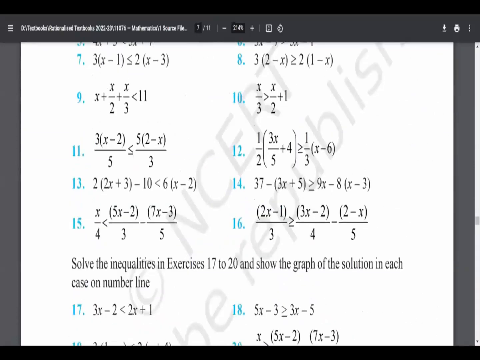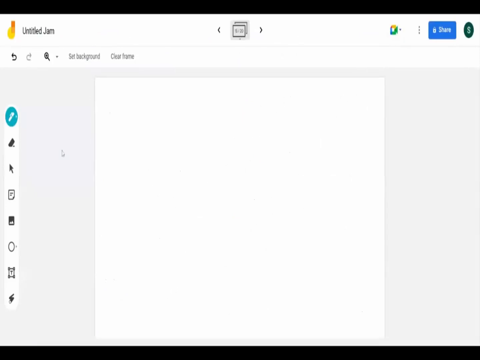So let us move to question number 15. Again, you can see this is a fraction bracket. So we must take LCM on the right side, then we have to cross multiply and verify our answer. So let us do it. Okay. So our left hand side is simply x by 4, and on our right hand side we have to take LCM by 15.